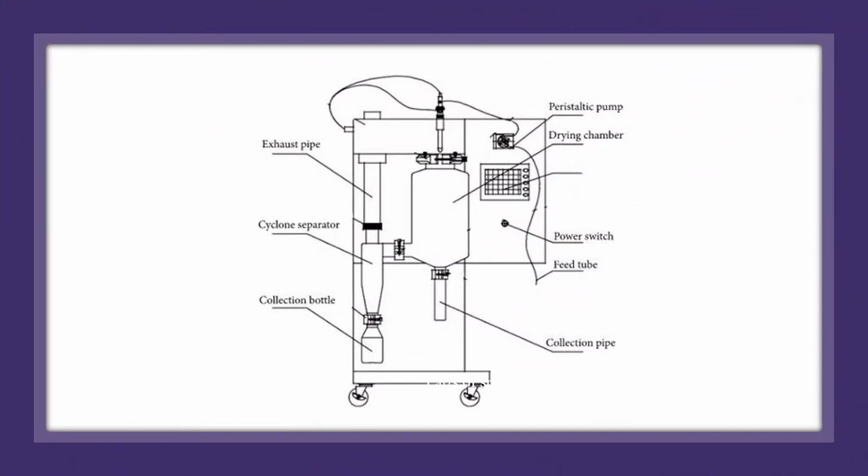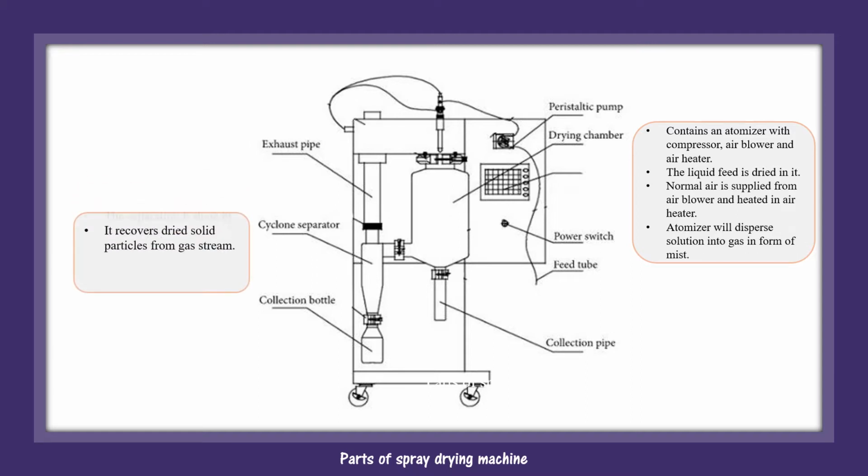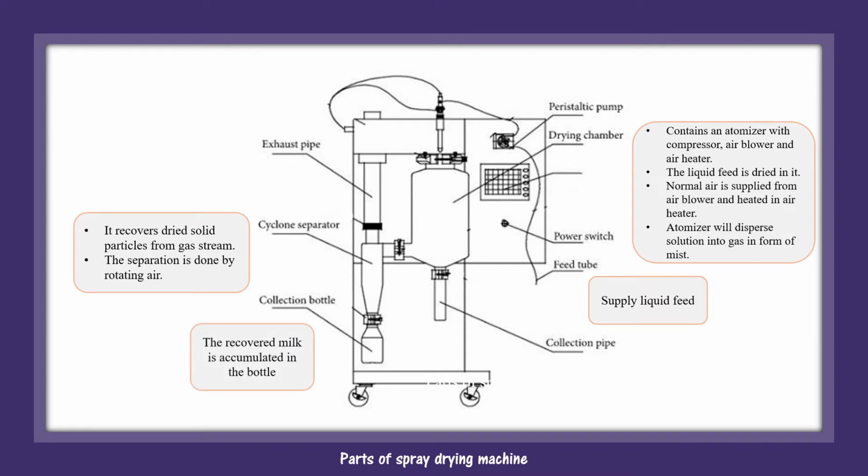These are the parts of spray drying machine with their function. First is drying chamber. It contains an atomizer with compressor, air blower, and air heater. The liquid feed is dried in it, and the normal air will be supplied from air blower and heated in a heater. Then the atomizer will disperse solution into gas in form of mist. The second part is cyclone separator, which recovers dried solid particles from gas stream, and the separation is done by rotating air. The function of feed tube is to supply liquid feed, and then the collection bottle is the place where the recovered milk will be accumulated.